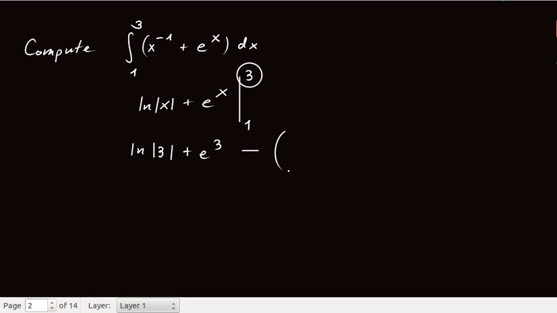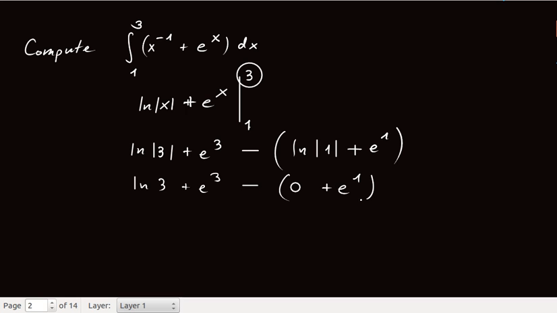And then I subtract, don't forget your parenthesis, where I plug in 1. So ln of 1 plus e to the 1. Right. So I have this, and so that's going to be the same as ln of 3. I can't do much about that. And then e cubed is e cubed. And then minus, and then ln of 1 is 0 plus e to the 1. Okay, but this minus goes on e to the 1 also. So I have ln of 3 plus e to the 3 minus e to the 1.